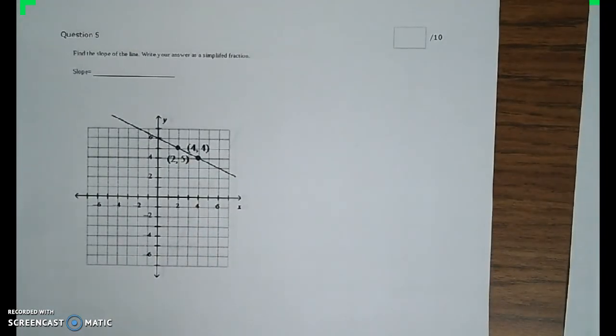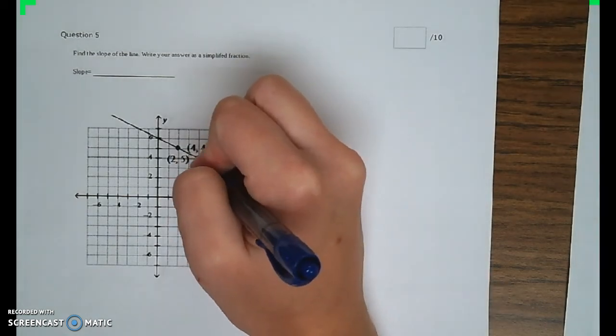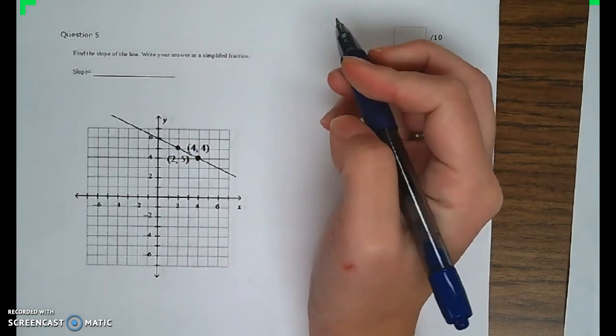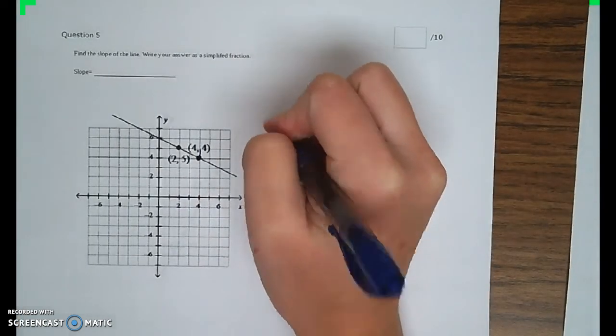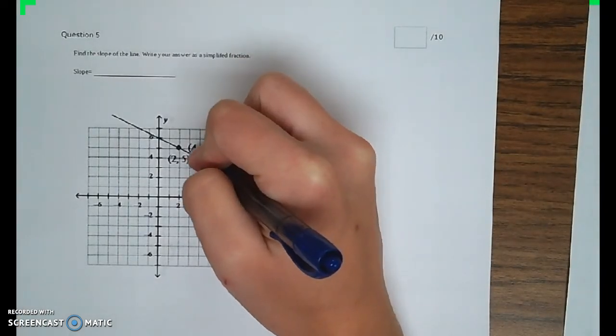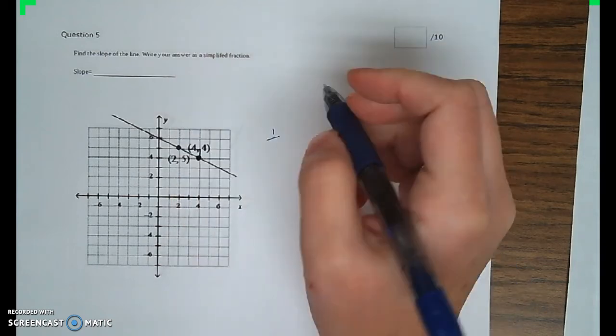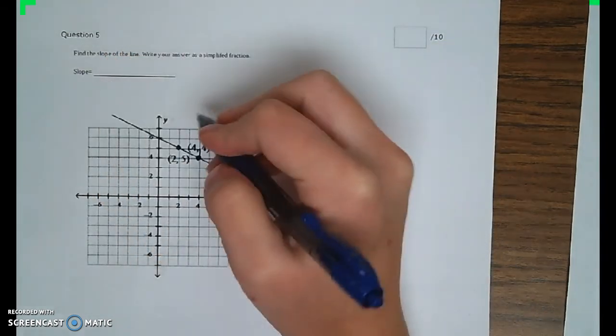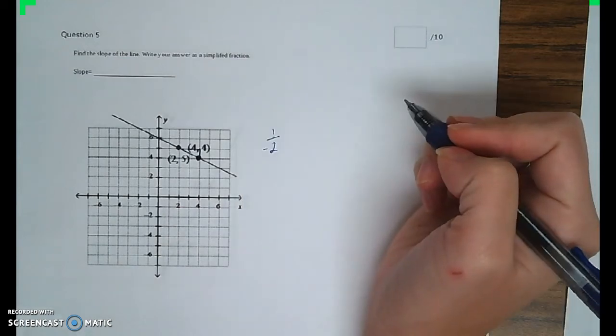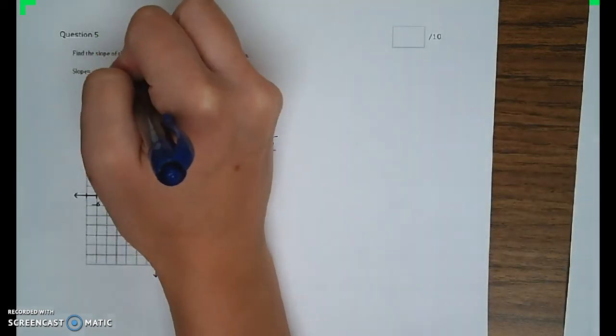On question 5, it says find the slope of a line and write your answer as a fraction in simplest form. So they gave us 2 points here, which is nice. You can pick whichever one you want to start off with. So I'm going to pick this point to begin, and I am going to go up my rise. I'm going to go up 1, and then I'm going to run or move over 2. But I went to the left, so that's a -2. So my slope here is -1/2.